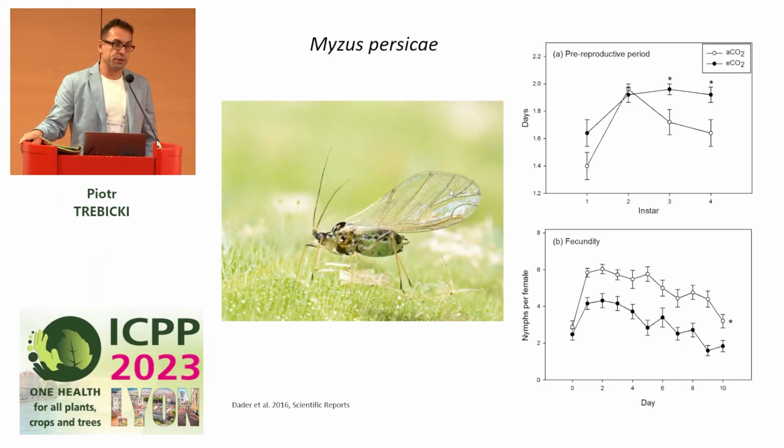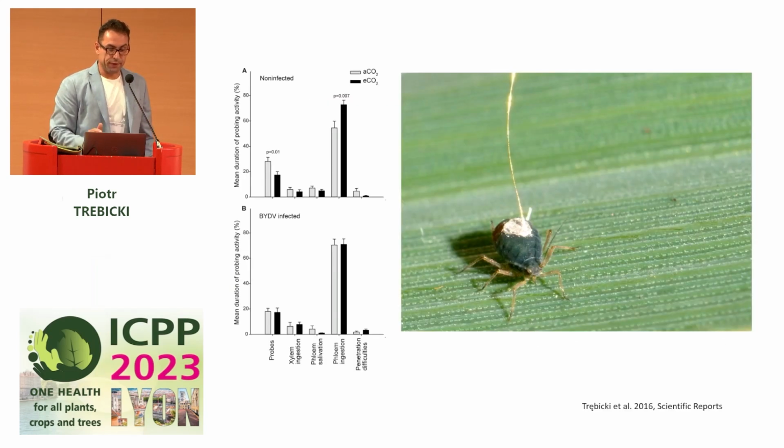There was a similar story with Myzus persicae, another important vector of lots of plant viruses. And what it means is that there is some sort of interaction happening with CO2 and aphids that decreases the population size on elevated CO2 on non-infected plants, but not on infected plants. So what it means is that we might have a greater population of infected aphids flying around in the future.